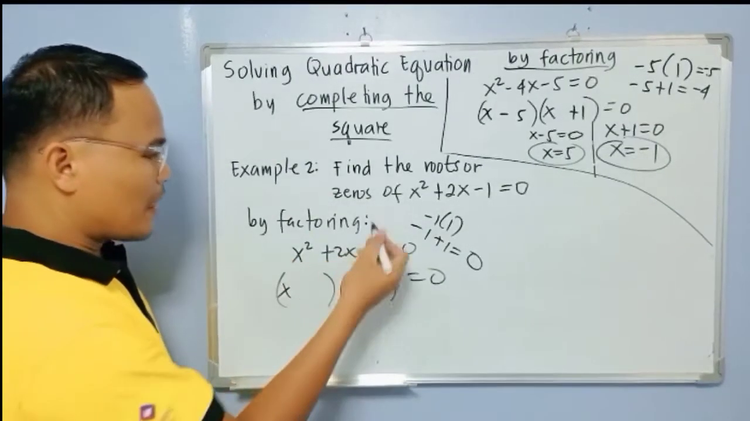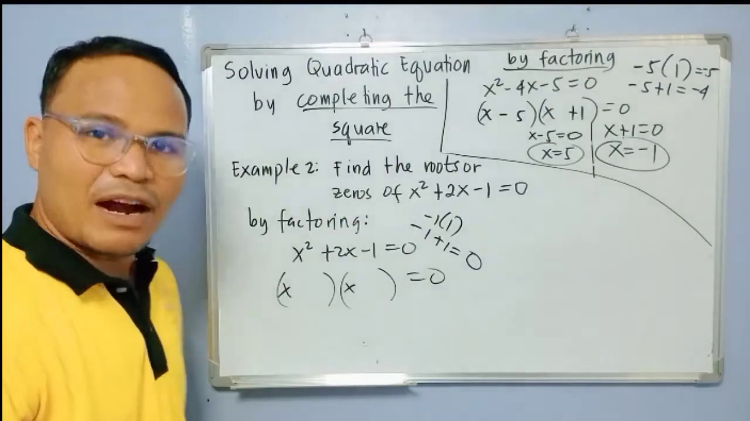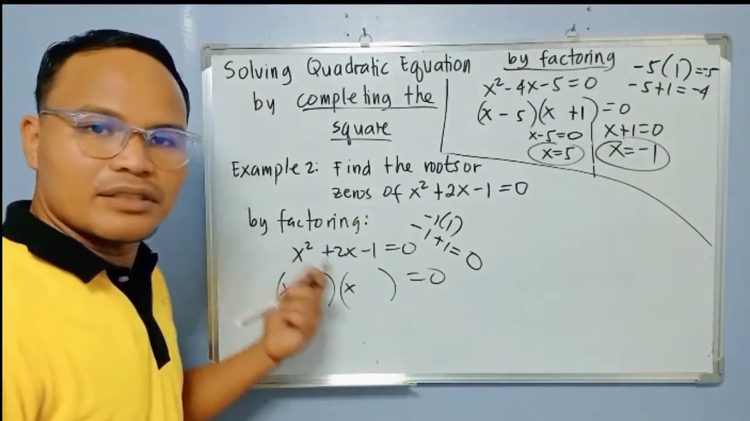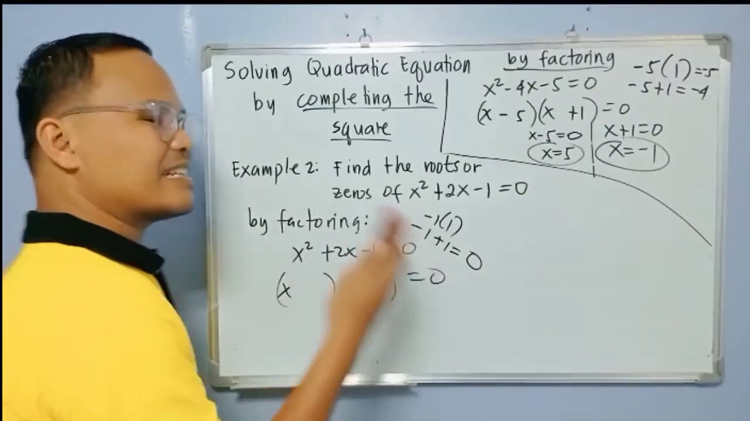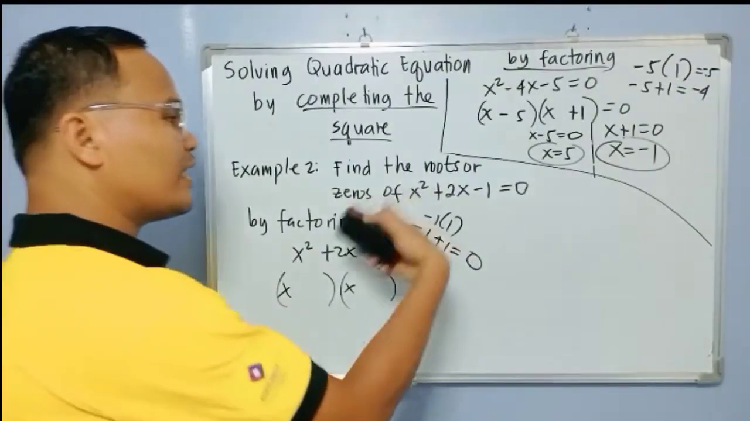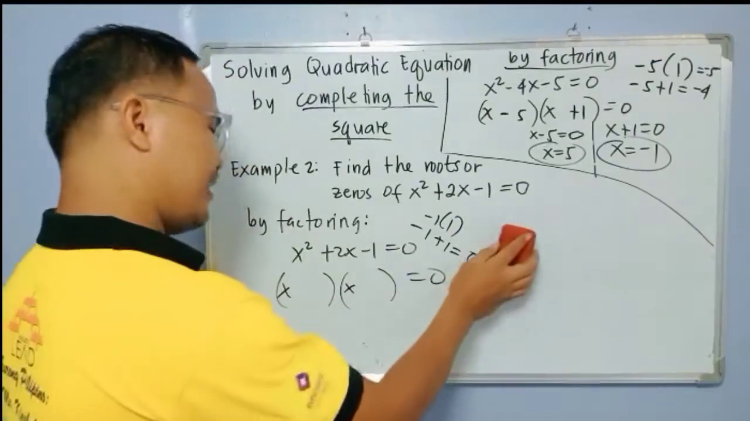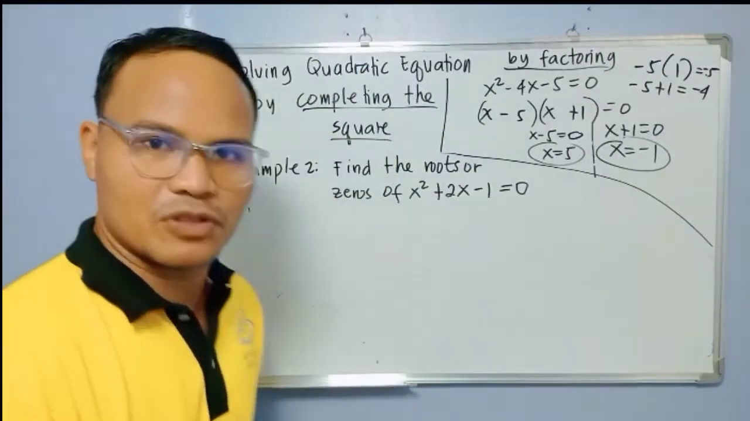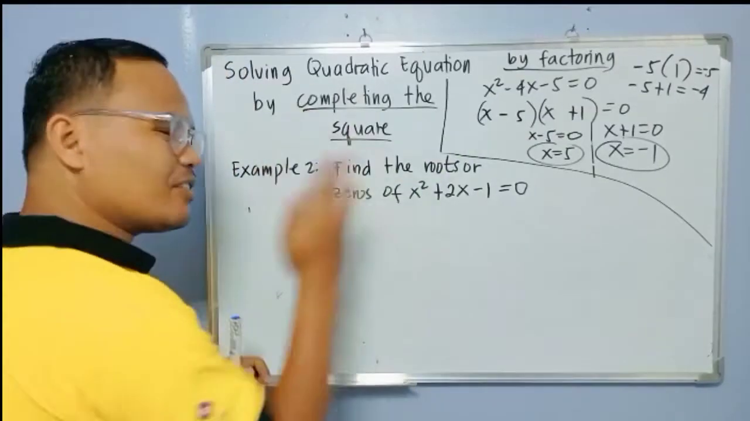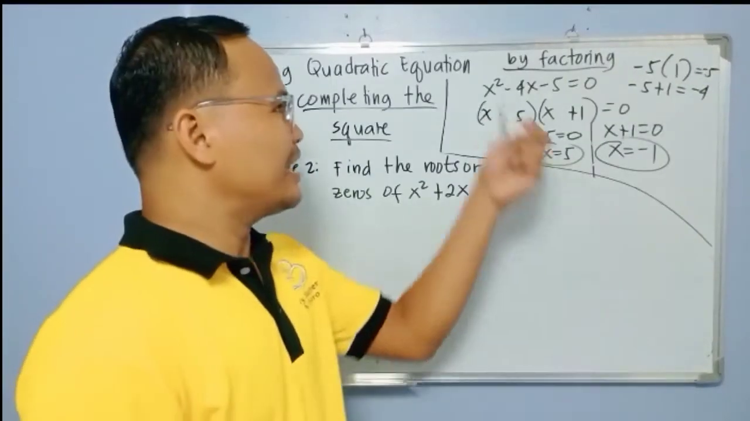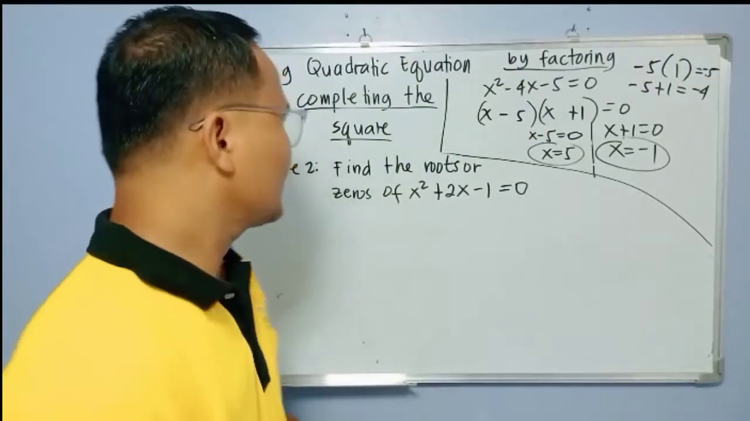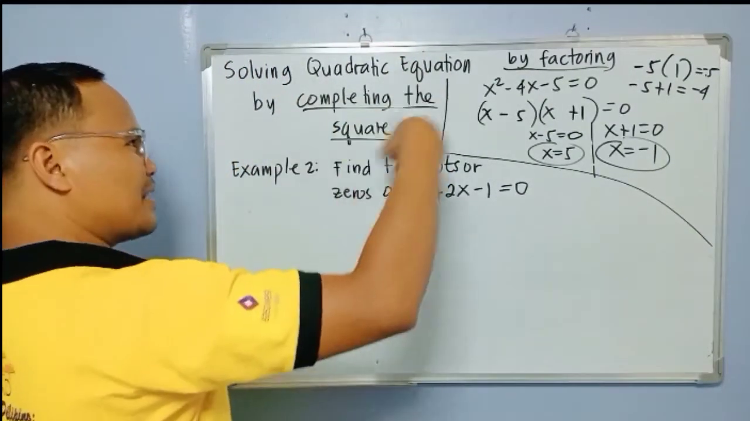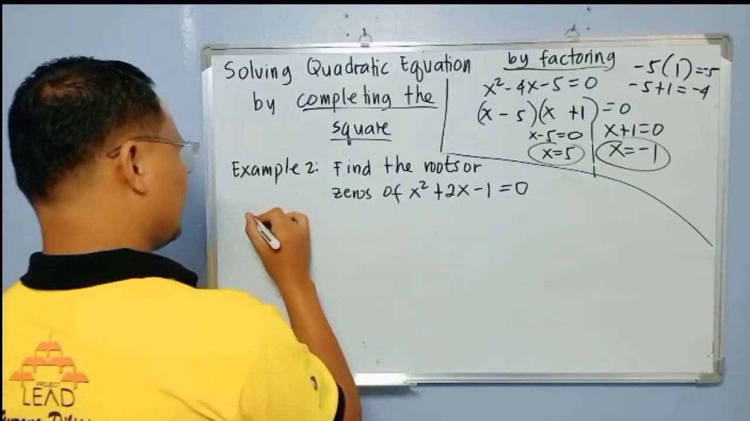So therefore, this equation cannot be factored. Since it cannot be factored, we are not going to use factoring. Factoring is not the best idea in solving this equation. That is why completing the square was introduced, because not all quadratic equations can be solved by factoring. So let us now apply the idea of completing the square.